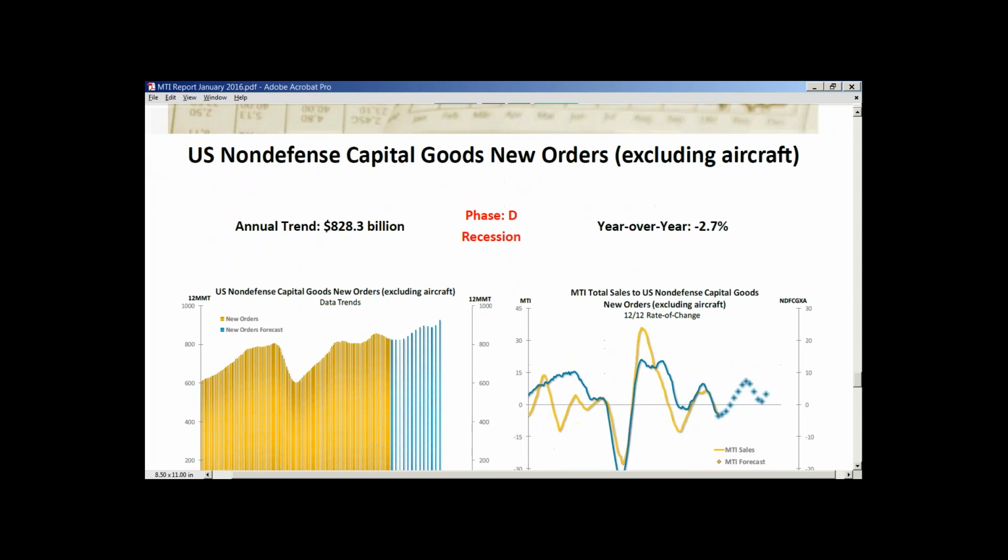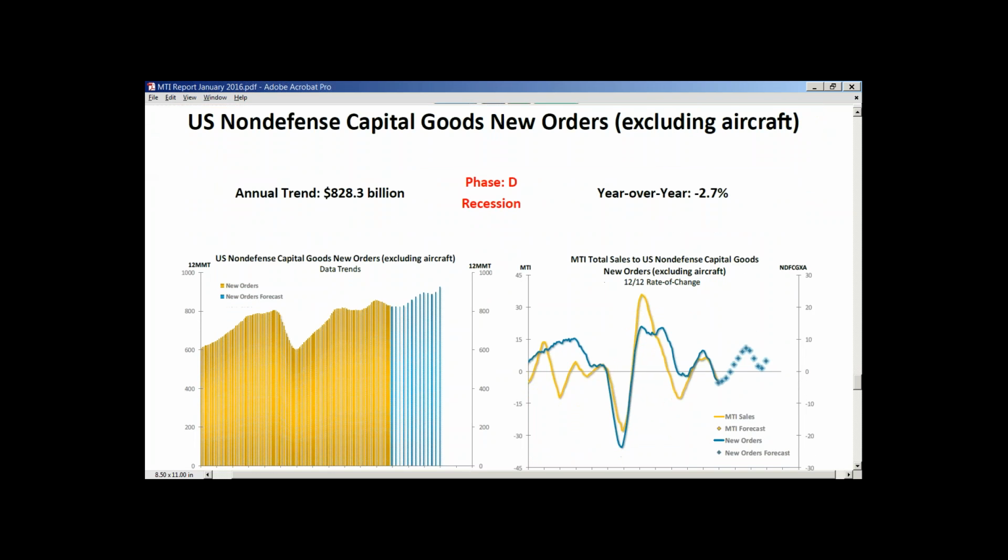The next page has a similar look at non-defense capital goods new order series, again representing that business-to-business activity. You've got the new orders moving total data, historic perspective in the yellow, our forecast for new orders data in blue, and again a similar look showing the MTI sales in the orange line and the series and forecast for new orders data in the blue line.